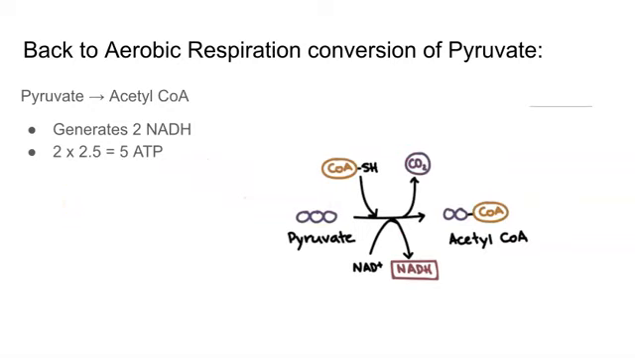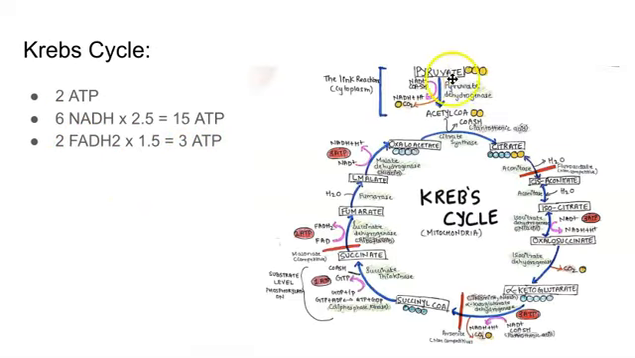So back to aerobic respiration and converting a pyruvate. Pyruvate has to form into acetyl-CoA, and this process will generate 2 NADH, and so that will give us 5 ATP later on through the electron transport chain. So moving that acetyl-CoA into the Krebs cycle, we're going to crank it out, and then going on to isocitrate, moving through isocitrate dehydrogenase. We're going to get a little bit of ATP from there, and then moving on, we're going to go through alpha ketoglutarate, and then the alpha ketoglutarate dehydrogenase complex.